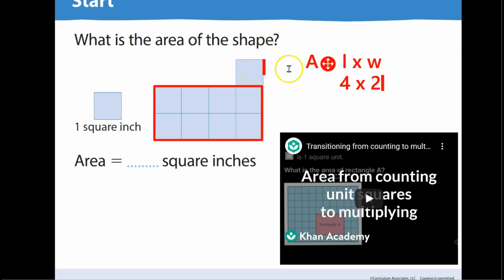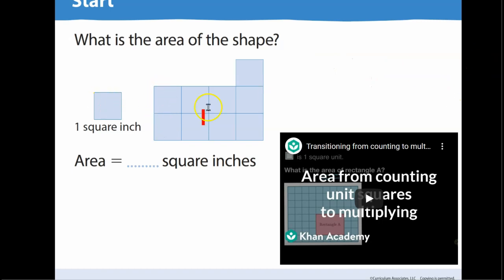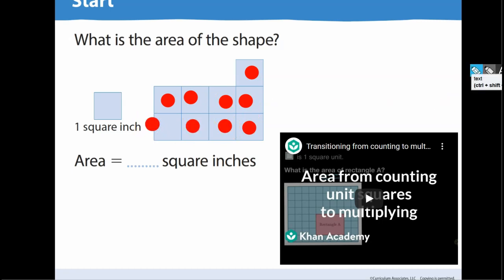Okay, so I can't really do length times width because I have this little square on the outside. So my best strategy would be just by counting all the squares. 1, 2, 3, 4, 5, 6, 7, 8, 9. So what's the area in square units? 9.